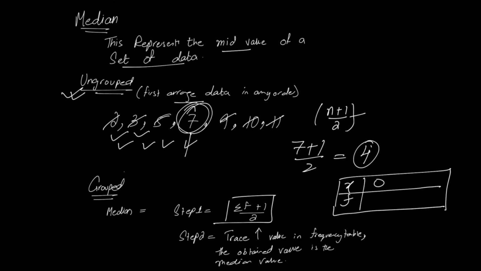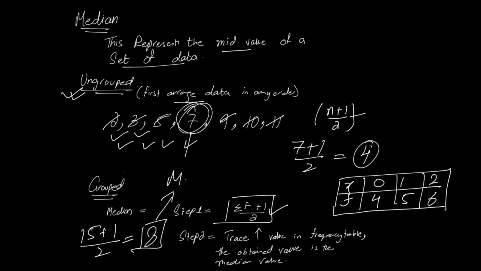So 0, 1, 2, and let's say 4, 5, and 6. So we will use this data. The sum of f, which in this case is 15, so 15 plus 1 upon 2 will give us 8. So basically the 8th term is the median. The 8th term. So how will we calculate which is the 8th term?